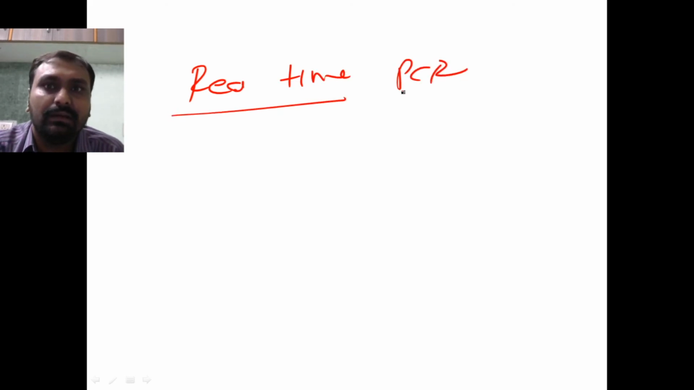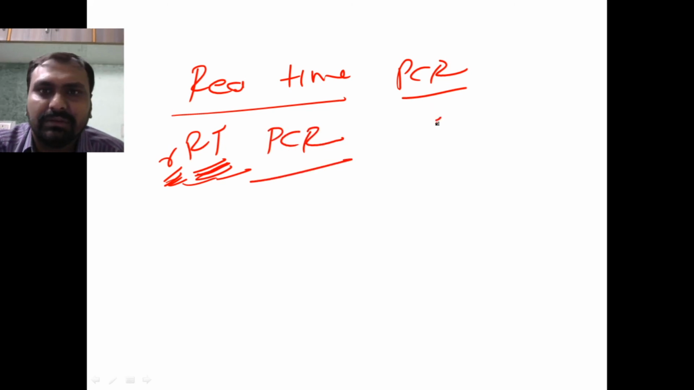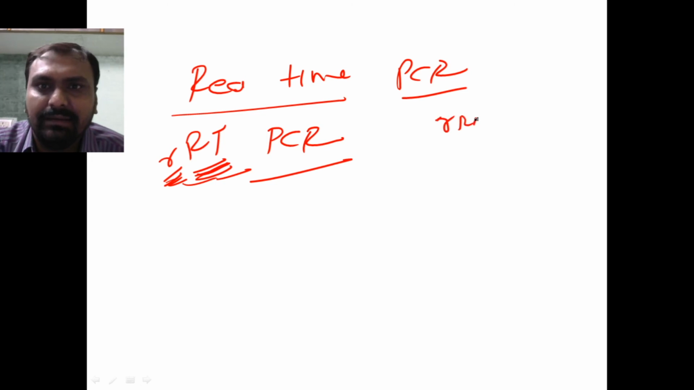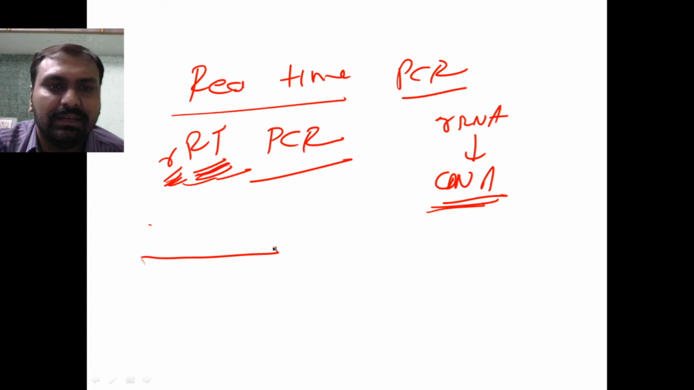In real-time PCR, if we use the reverse transcriptase enzyme, it is called RT real-time PCR, reverse transcriptase real-time PCR. In the case of reverse transcriptase real-time PCR, RNA is converted to cDNA with the help of reverse transcriptase enzyme. Once DNA is formed, once DNA is there, right?